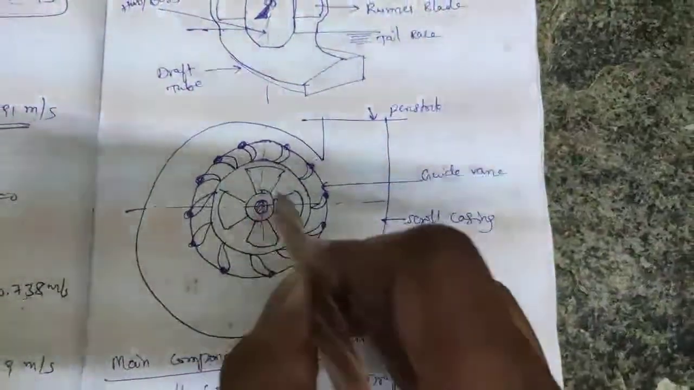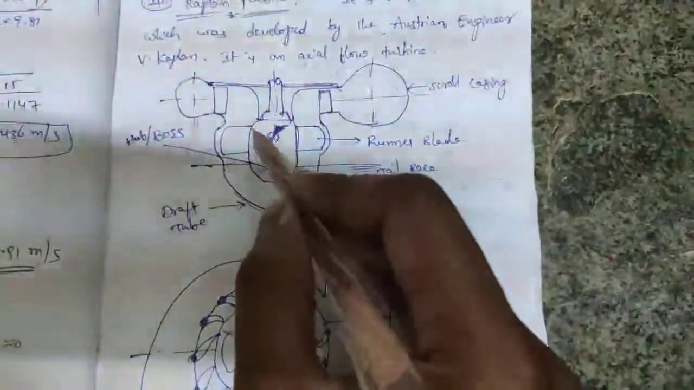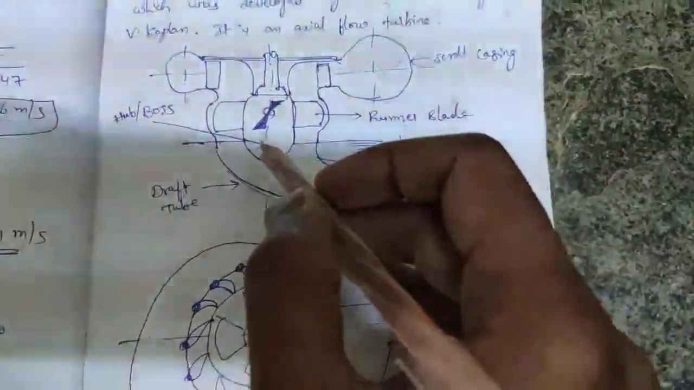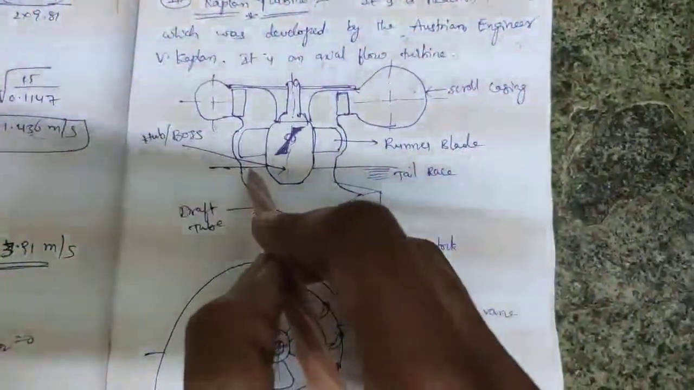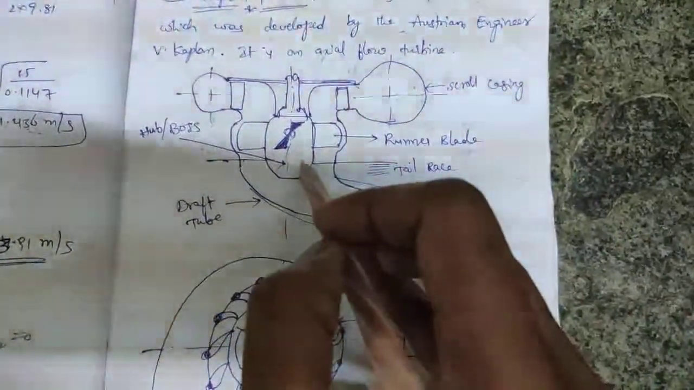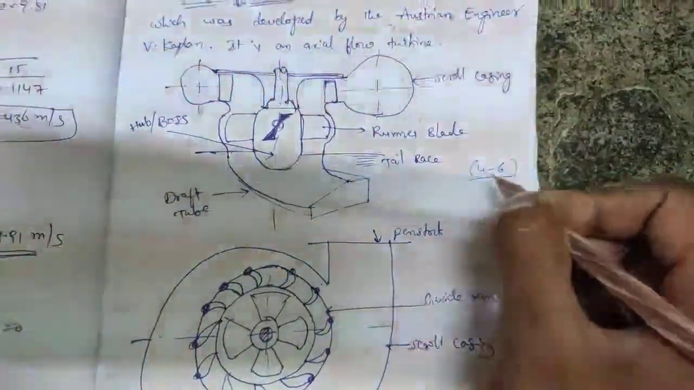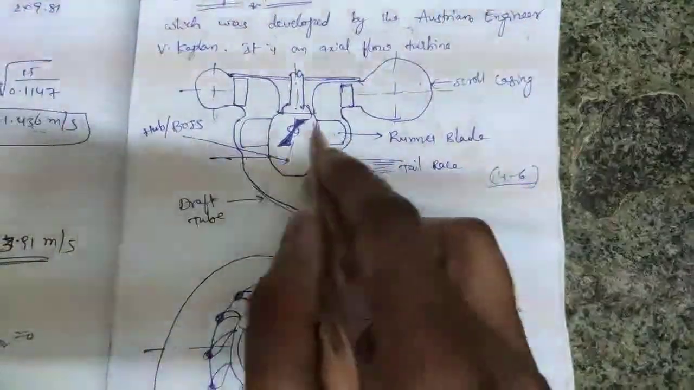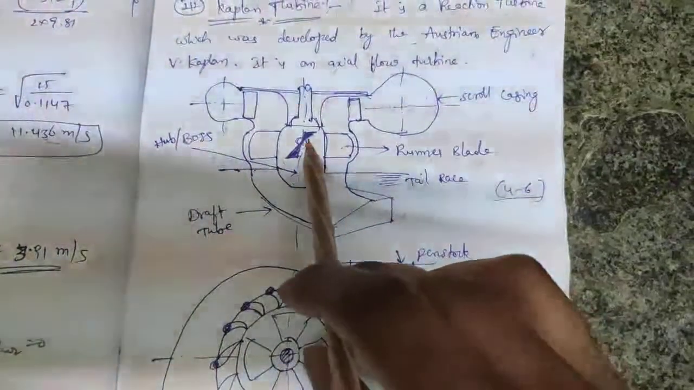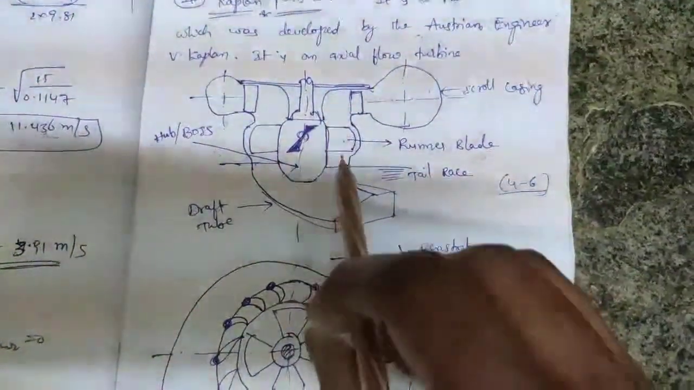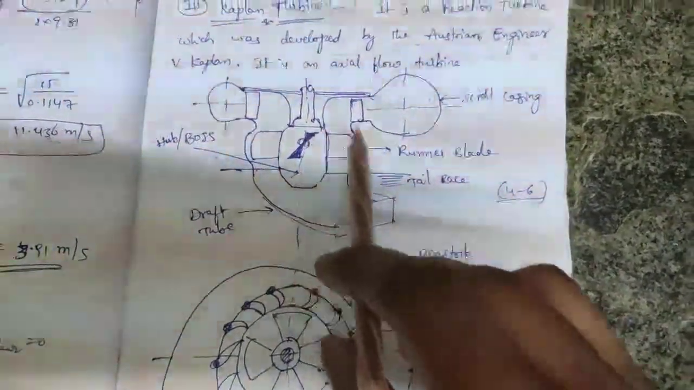Here we see the Kaplan turbine, which has a different shape. The runner has a hub shape. On the hub, 4 to 6 blades are installed around the circumference of the hub, and these blades are fixed to the hub using a servo motor mechanism, and we can adjust the blade angle.